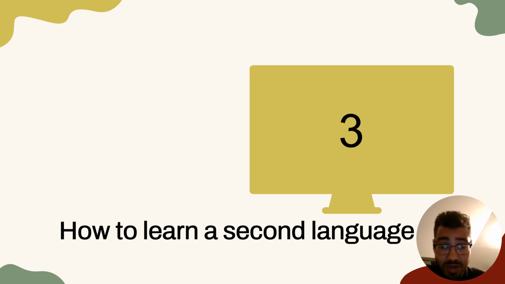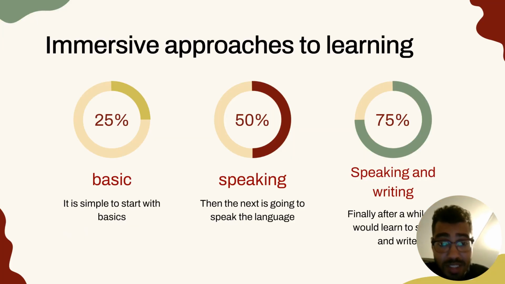So after we had the answer, let's start off with how to learn the language. Let's jump to the next topic. These are the immersive approaches to learning English or Spanish or any second language. First, you will need to get the basics. It is so simple, just learning the alphabets and learning the grammar, those small things.